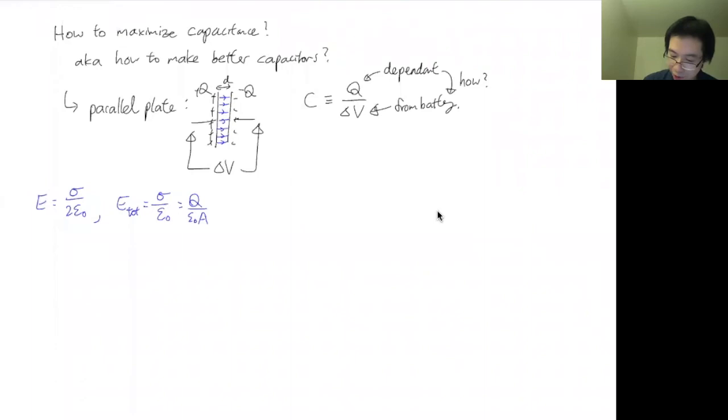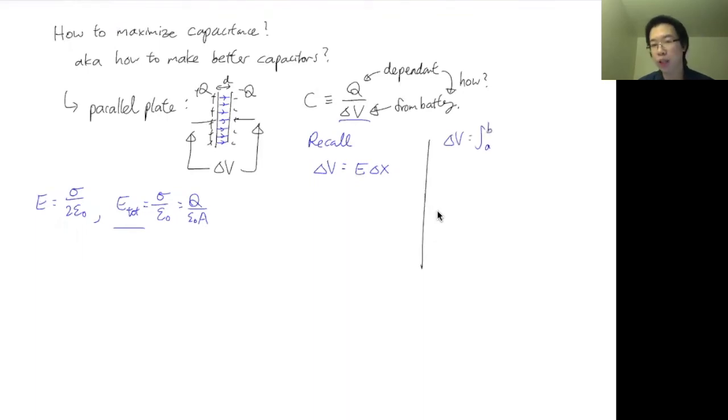So first, remember how E relates to delta V. Delta V is E times delta X, how much distance it changes. If you forgot, here's a quick review. Delta V, the definition is you move from A to B. It's the work done per unit charge, so it's force times distance per unit charge, Q test. But this part is the electric field, right? So you can always write it like this, first of all. Now, the electric field is purely in the X direction, so let's just write it like this.